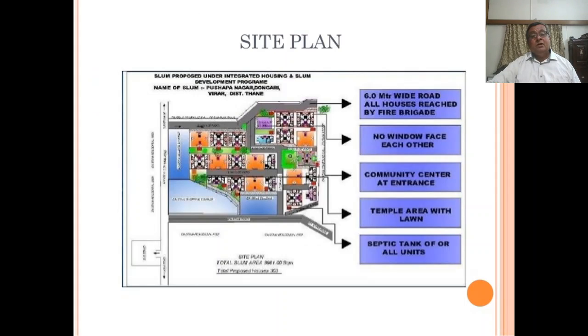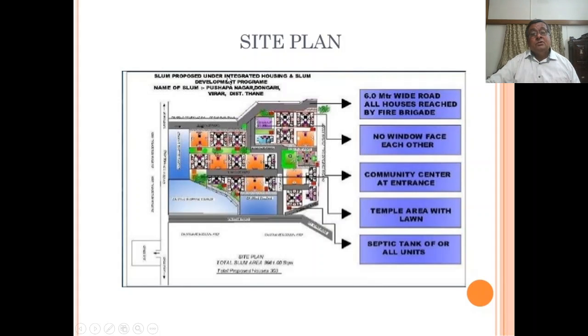This is the site plan of slums. You can go through it. These are 6-meter wide roads. All houses can be reached by fire brigade. No windows face each other. Community centers at entrance. Temple area with lawn. Septic tank for all the units.